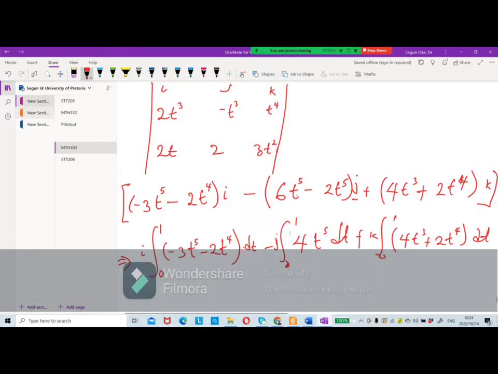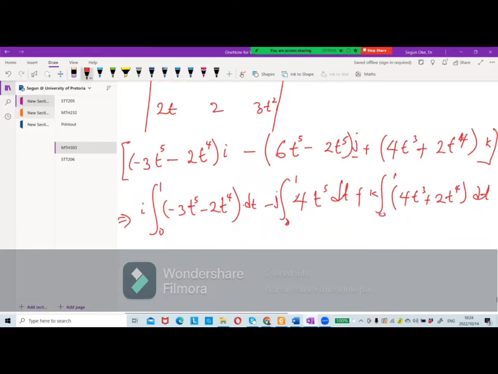So when you integrate it very well, this is what you are going to get. Go and do it by yourself. Minus 9 over 10 i minus 2 over 3 j plus 7 over 5 k. So, any question? So go and do that.